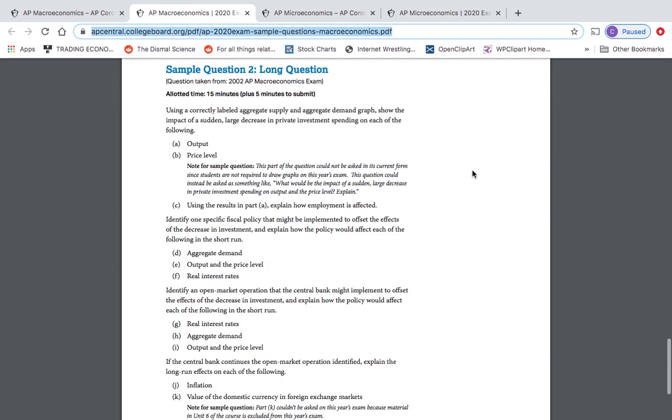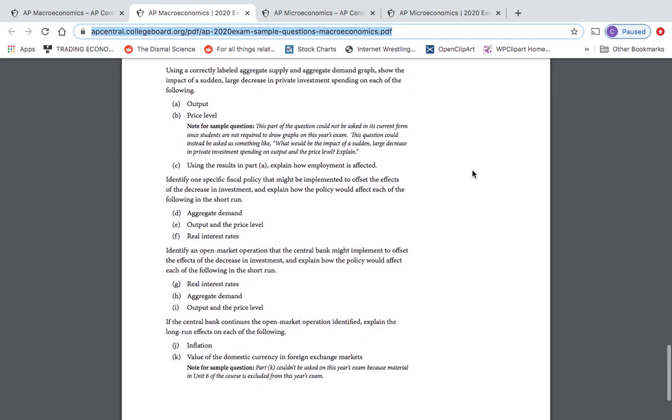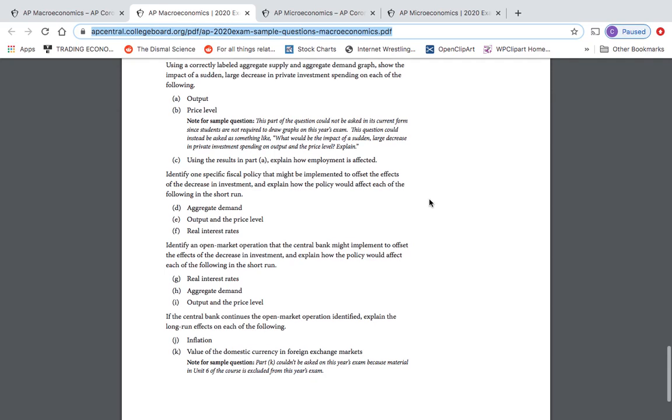Cool? Cool. All right, so the next part, they just go into the policy effects in the ADAS model. So here they're talking about fiscal policy. So you're going to identify the fiscal policy. Your identification is going to be something that has to do with income taxes or government spending. That's fiscal policy. That's up to you to know. And then how does that policy affect aggregate demand, output, and real interest rates in the short run?